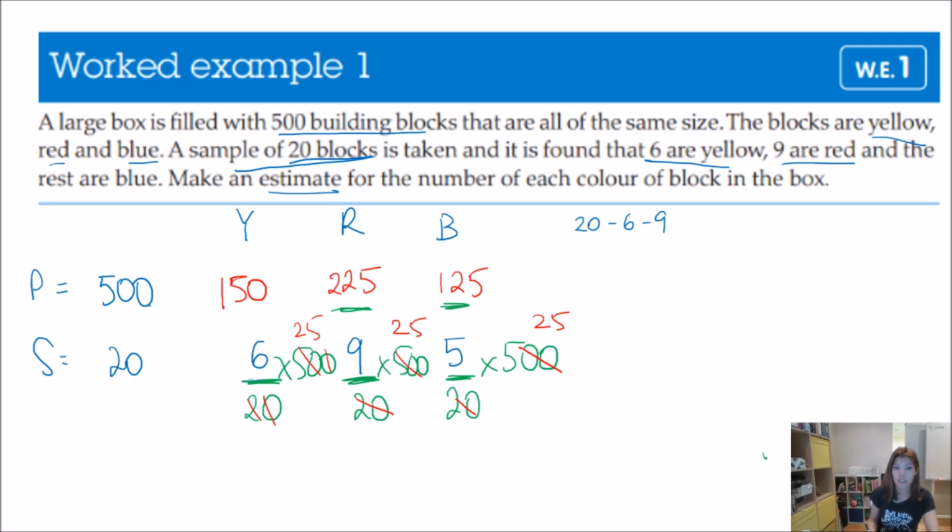And as we predicted, they are mostly red and they are the least amount in the blue color. So our maths is correct. And another way to check that it's right is by adding these three numbers and checking that it is 500.